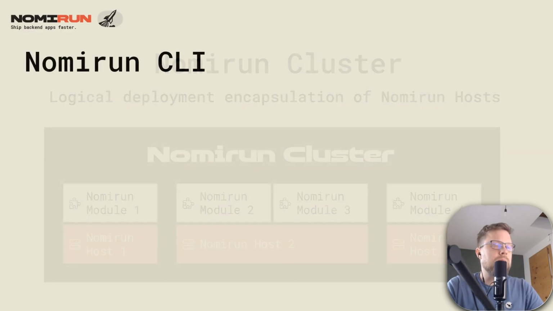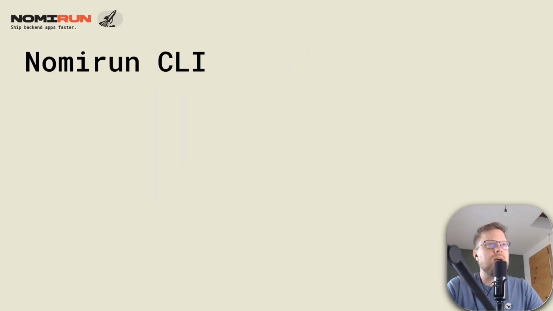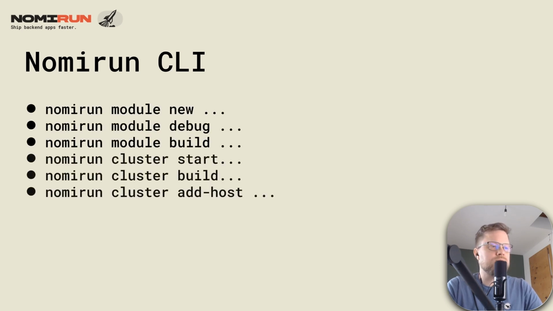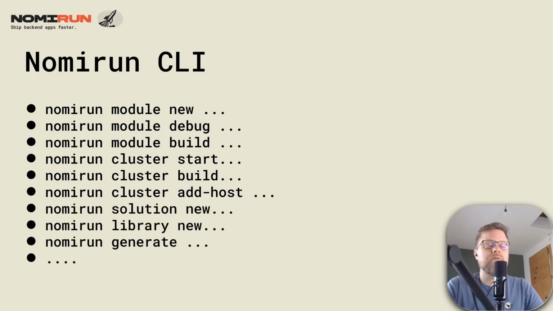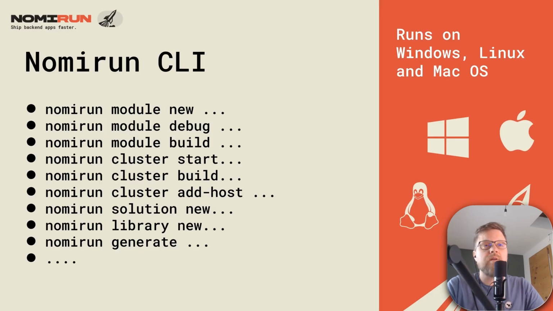Now the 4th component in Nomirun is the CLI, and the CLI is the glue that ties everything together, and it comes with, of course, many useful commands to manage modules, to manage clusters, to manage solutions, to manage libraries, to build scripts or generate scripts, generate documentation, generate different configurations and things like that. And it runs on Windows, Linux, and Mac.